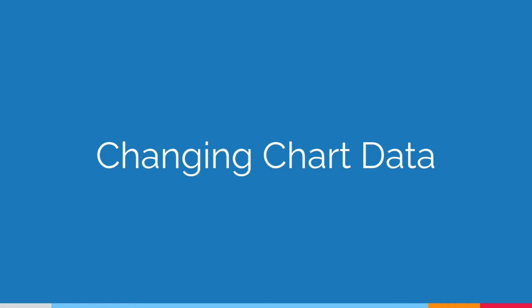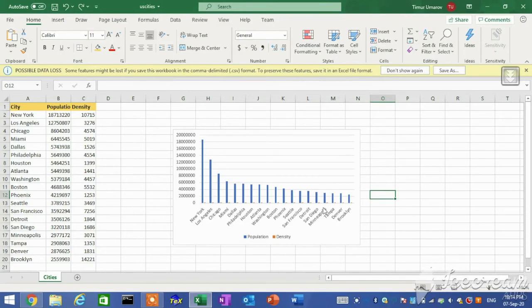Changing chart data. A chart is linked to the worksheet data that was used to create the chart. If you change the data within the original range, the chart is automatically updated to reflect those changes. You can add or remove data from a chart by changing the data range included in the chart. You can also hide a particular series or category by applying a chart filter.